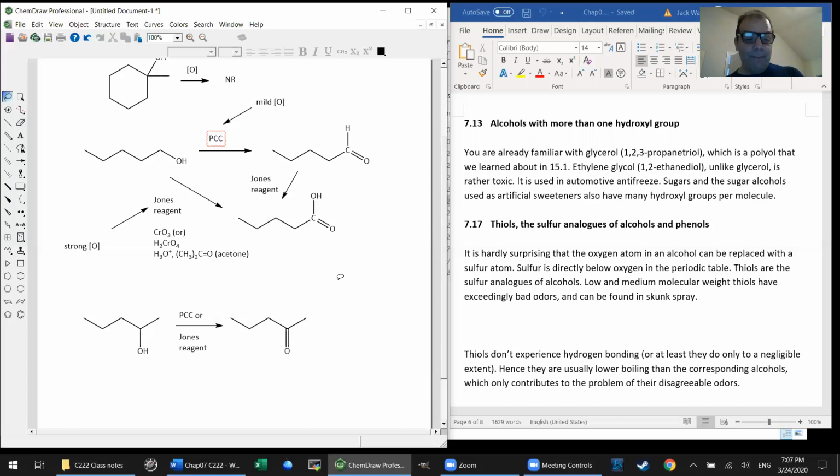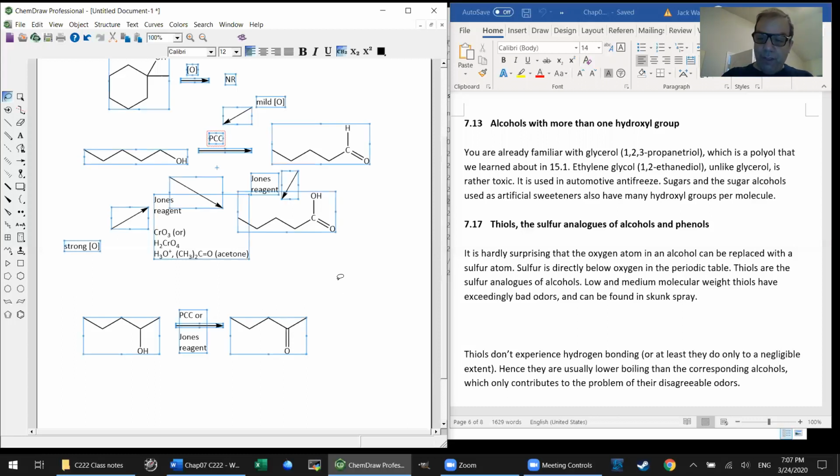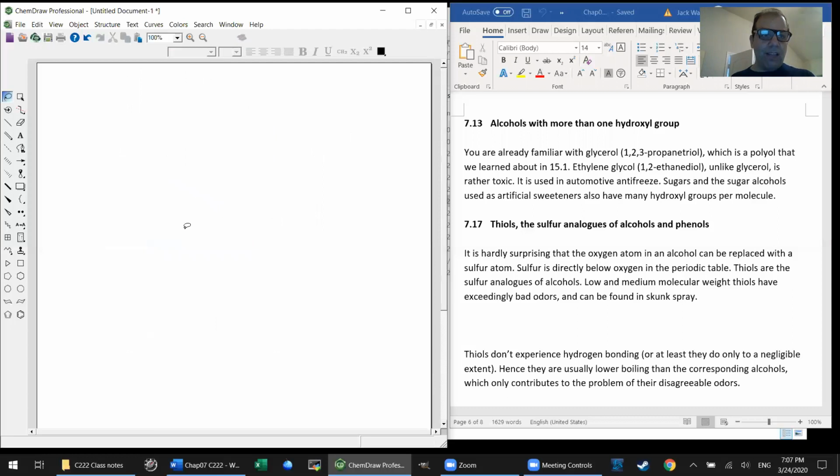And then finally, thiols are the sulfur analog of alcohols. So a thiol is simply RSH, where R can be any alkyl group, or it can even be a benzene ring. So the sulfur analog of phenol would be called thiophenol. It's a benzene ring with SH on it rather than OH. Not surprising that we can have this type of structure.